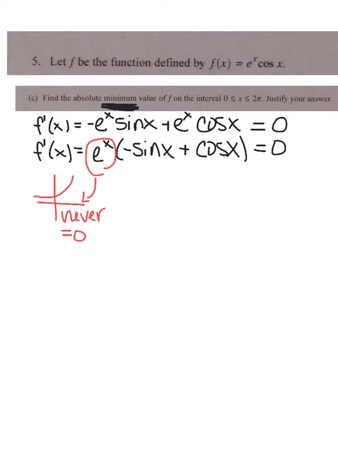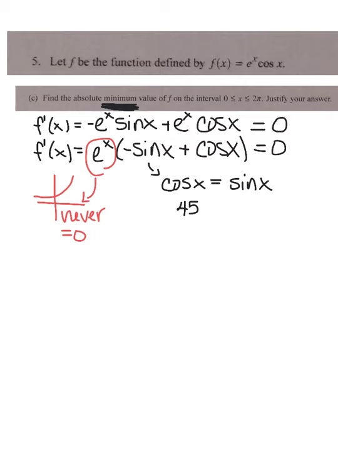So then basically, I'm just going to move that negative sign x to the other side of the equal sign. So really, I'm looking for where the cosine and the sine are the same. Okay, so now let's think about that. At what angle measure are the sine and the cosine the same? And that should be 45 degrees, right?